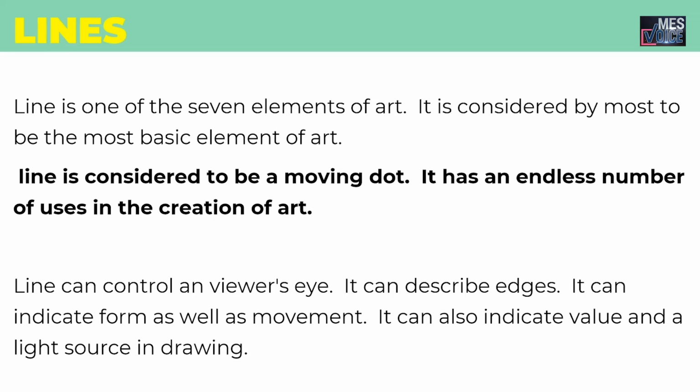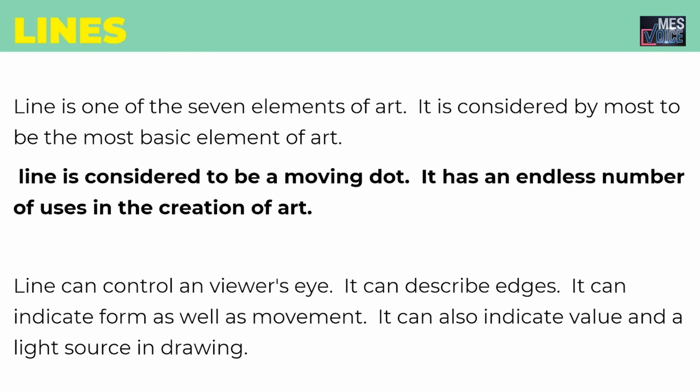Line is one of the 7 elements of art. It is considered by most to be the most basic element of art. Line is considered to be a moving dot. It has an endless number of uses in creation of art. Line can control a viewer's eyes.